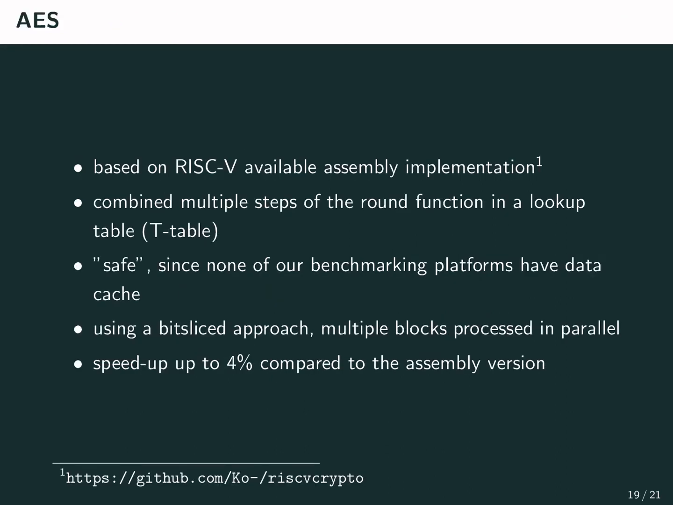Further, based on available RISC-V assembly implementations of AES, we improve the results of two variants. The first one is based on lookup tables, and the second one uses a bit-sliced approach. Although the key schedule is slightly slower, our approach gives us a 4% speed up in the case of the encryption in the CTR mode.